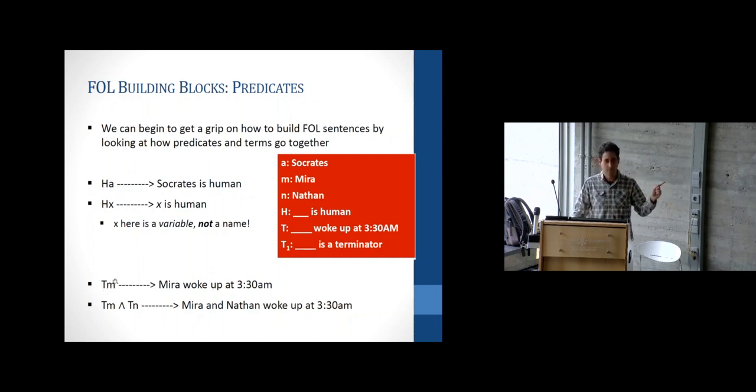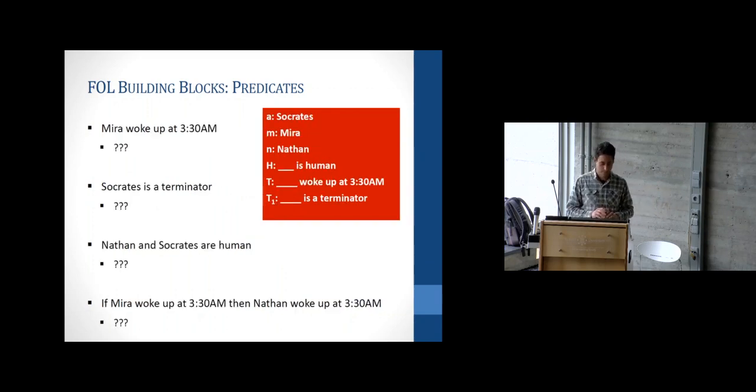Questions? No, okay. Mira woke up at 3:30 a.m. How would you write it down? Capital letter, small letter? TM. Right. Okay. Socrates is a Terminator. TS. Yeah? Nathan and Socrates are human.